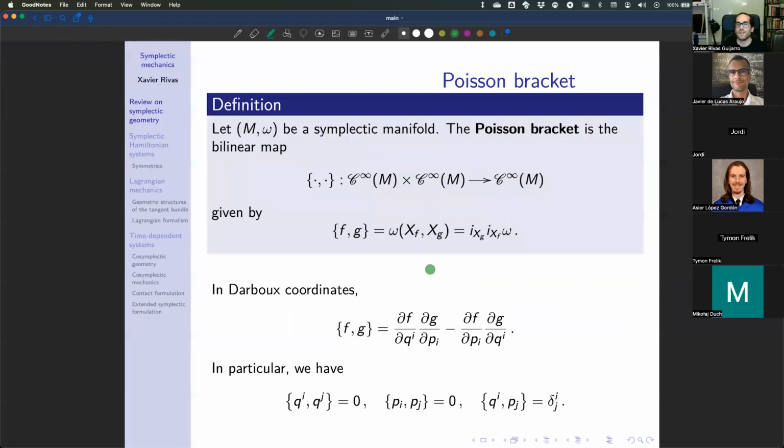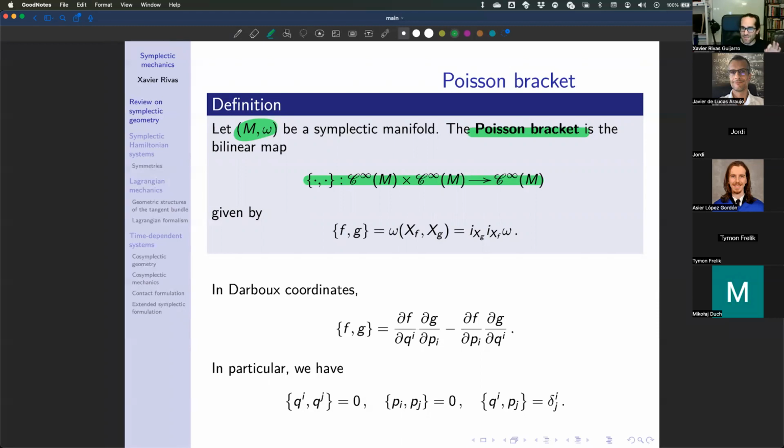So in every symplectic manifold, we have a Poisson bracket. What's a Poisson bracket? A Poisson bracket is a bilinear map satisfying some properties. Javi, did you talk about this? Yeah, I think you defined the notion of Poisson bracket. But you can repeat it. Yeah, I will in the next slide, don't worry.